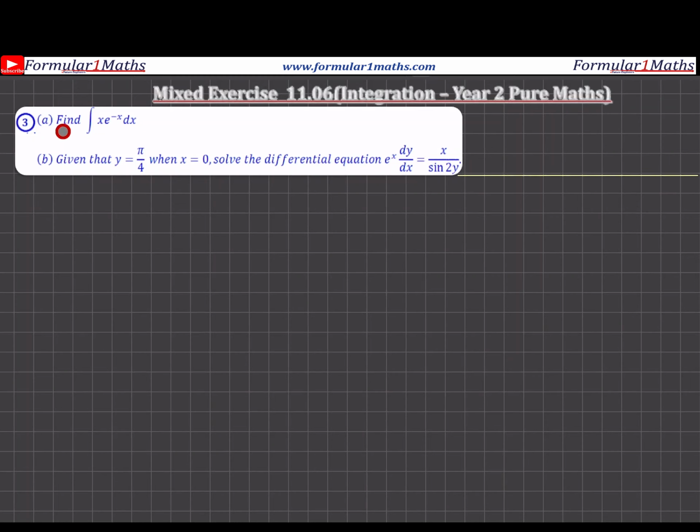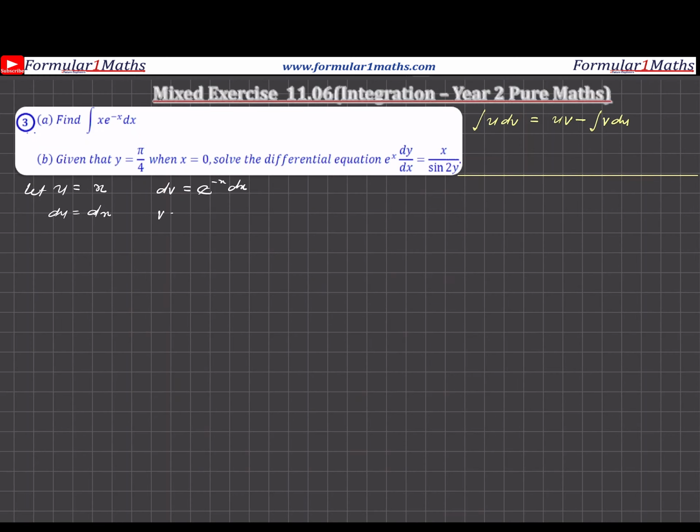Now for A, I'm going to use integration by parts. And the formula required for integration by parts is integral of u dv is equal to uv minus integration of v du. So for this integration, I'm going to say let u equals x, and therefore dv will be equal to e to the power minus x dx. If I differentiate u with respect to x, I'm going to get du is equal to 1 times dx, so I'll get dx. So now I have to integrate dv to get v.